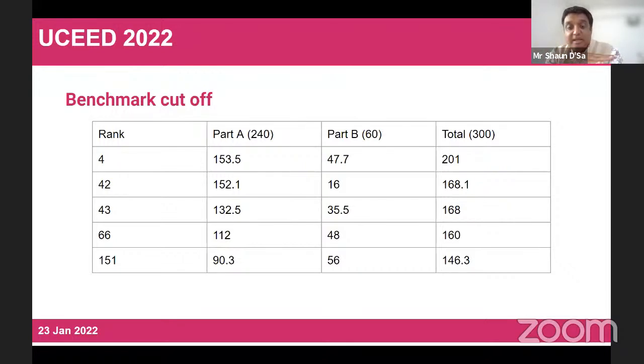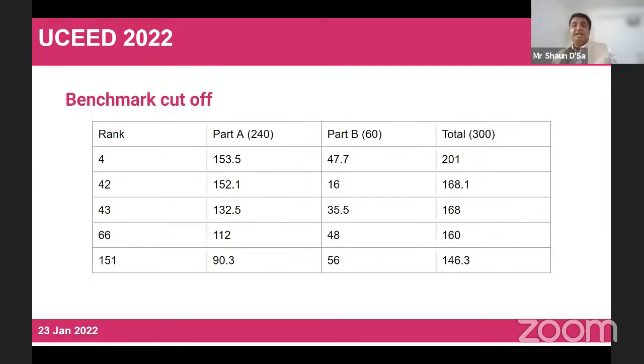And if you go with the rank 4, so rank 4 has got a 48, right? 48. So rank 66 in Part B has almost equaled rank 4 in Part B. But there's a difference in the Part A marks, but still under these conditions, right, of marks, you can still get a seat, okay?